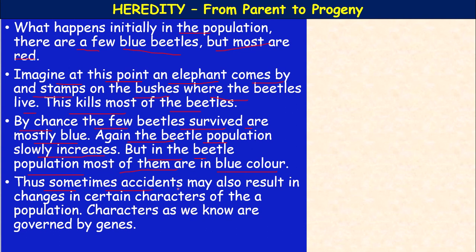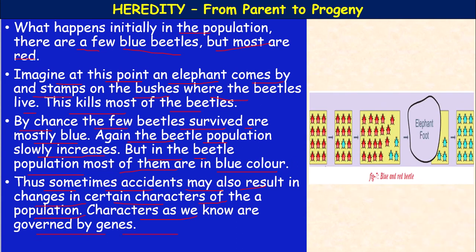So, thus sometimes accidents may also result in changes in certain characters of the population. The characters, as we know, are governed by the genes. Okay, here what happened? First, red beetles were more in number, the blue beetles were very few. Once the elephant crushed the bush, crushed the leaves with these beetles, most of the red beetles were crushed and these blue beetles survived. Later they breed and produce more blue beetles.